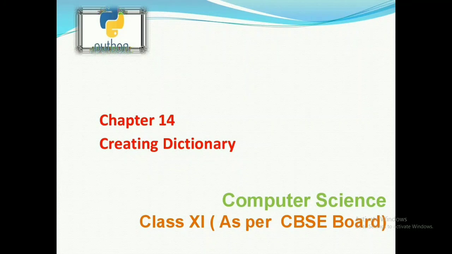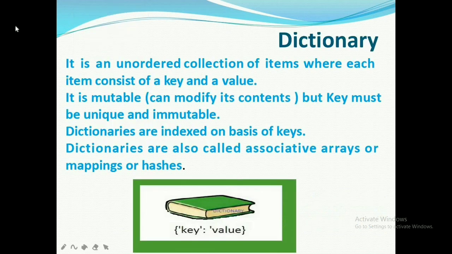In this video, we will discuss dictionary in Python. Python dictionaries are a collection of key value pairs. Just like an English dictionary, a Python dictionary has keys and associated values. It is an unordered collection of items where each item consists of a key and a value.